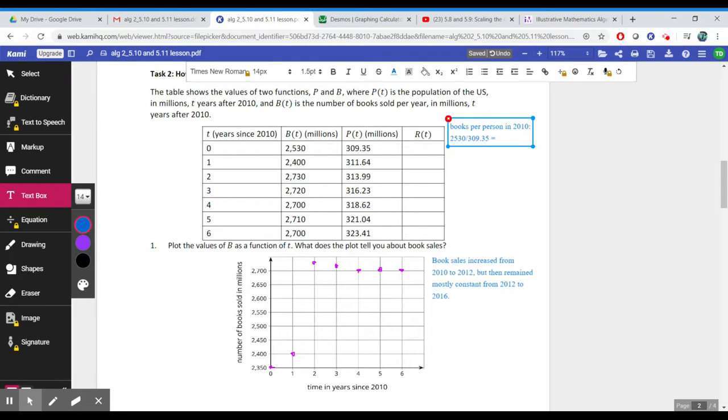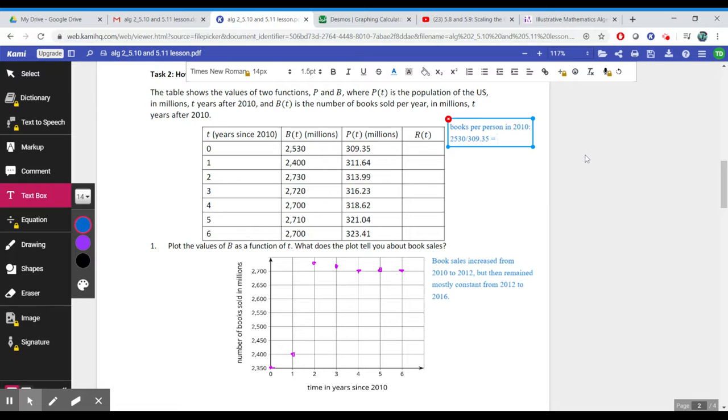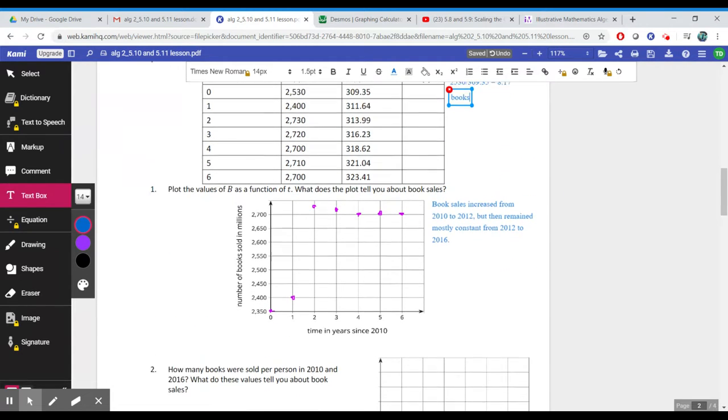And that comes out to, according to my calculator, 8.17. So what that tells us is per person, there were 8.17 books sold in the year 2010. We'll do the same thing to find the books per person in 2016. This is the one it was asking us about, right? Yeah, 2016.